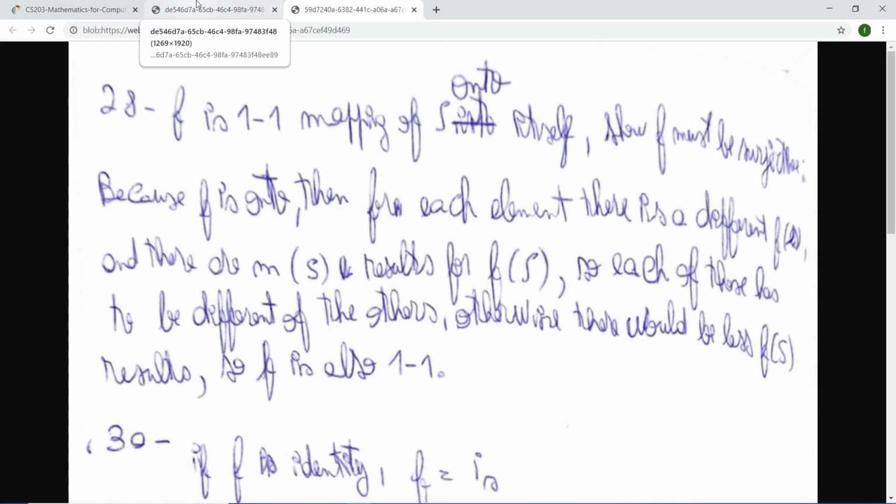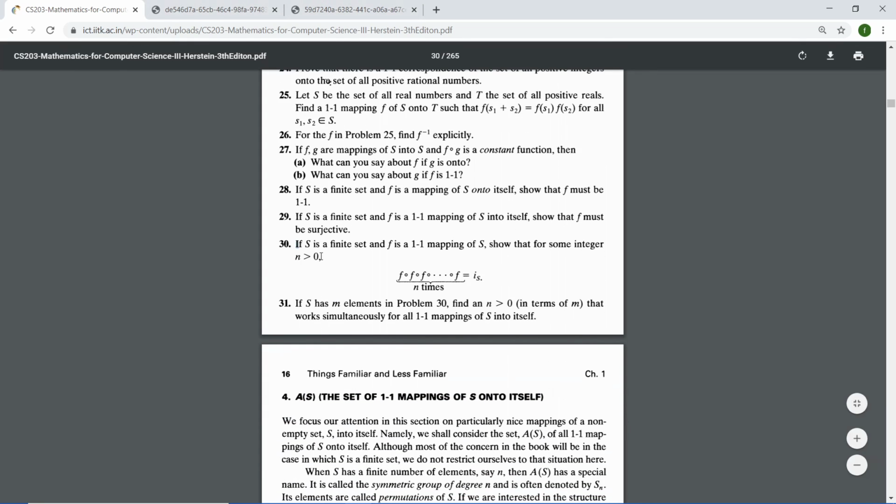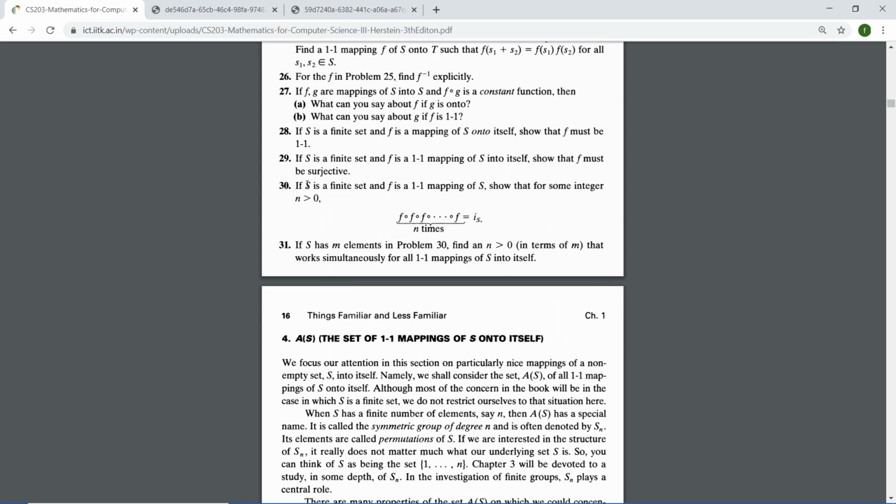Yeah, I just read this, I guess. For exercise 30, I couldn't do it. I think this is wrong, or maybe my definitions are wrong or something. So it says S is a finite set. F is 1-on-1 mapping of S. Show that for some integer n bigger than 0, you can have f, and it will eventually get to the identity. So s equals s, for example.